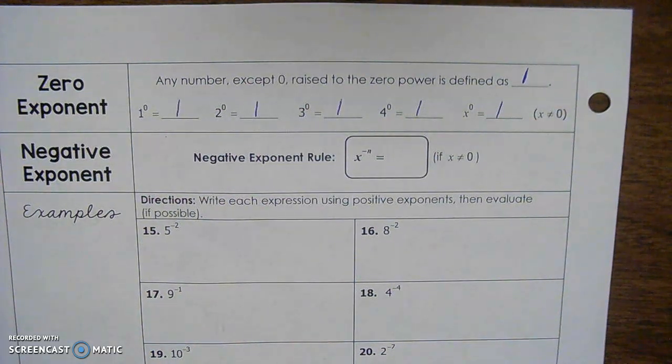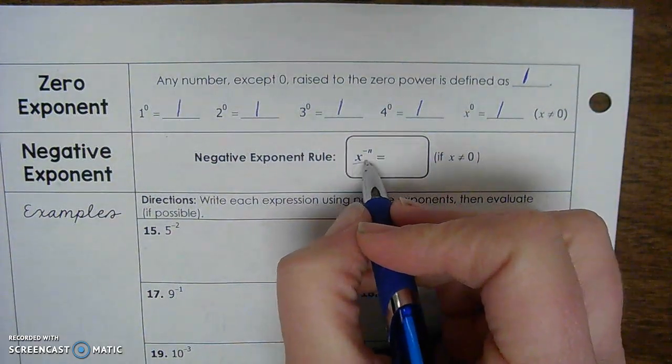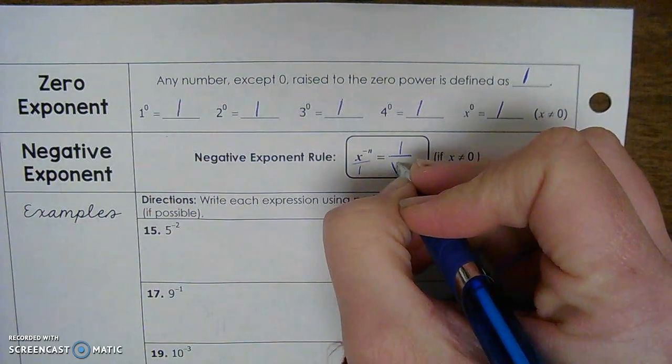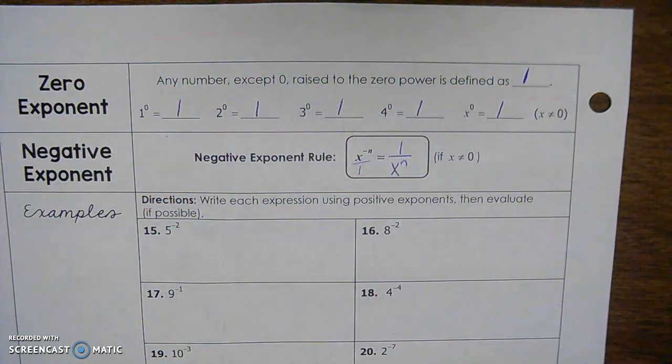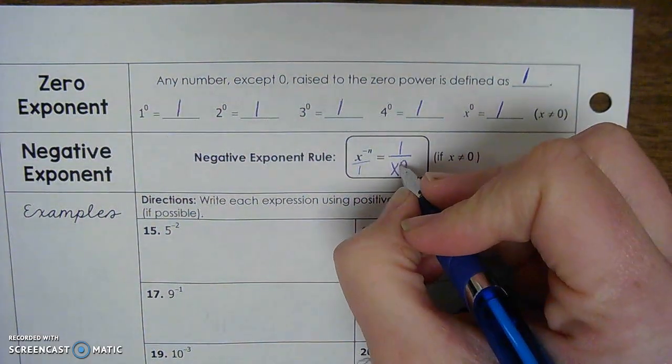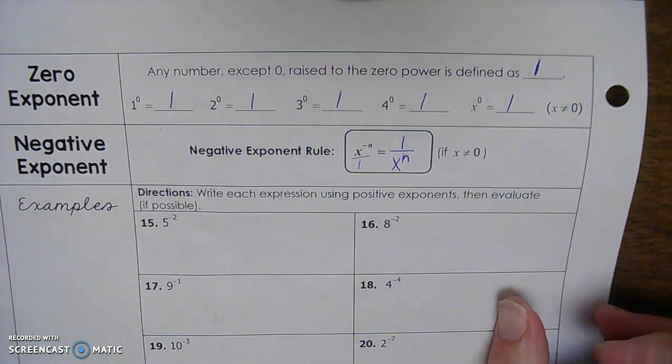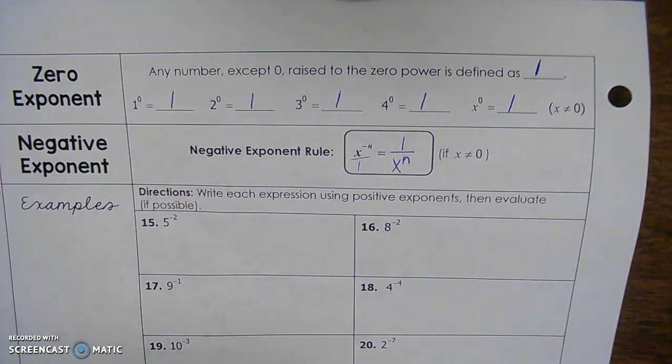For negative exponents, what happens is that means we do the inverse, which means it goes to the bottom. So we can think of this over 1. So this becomes 1 over x to the positive n then. So we don't ever want negative exponents. It's just kind of a rule we have in math. So to get rid of a negative exponent, it needs to go to the bottom of a fraction.